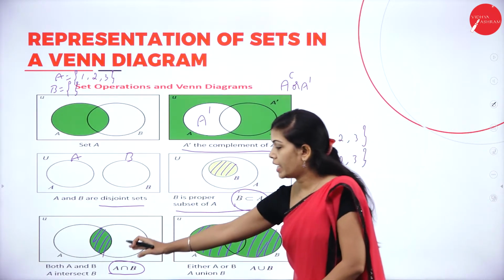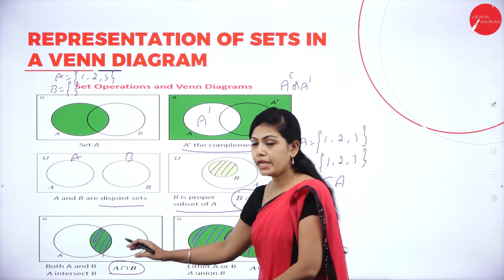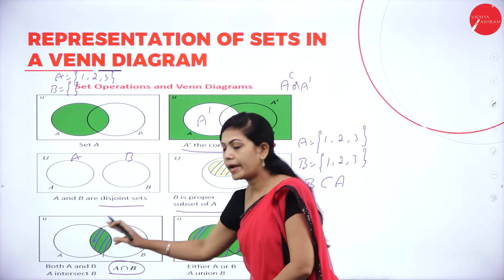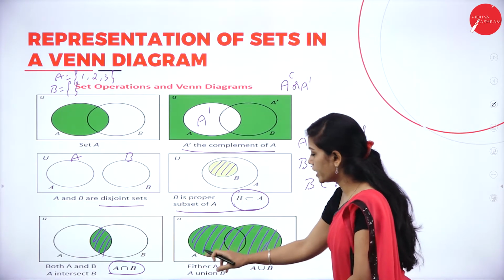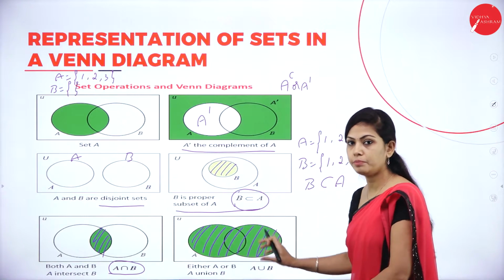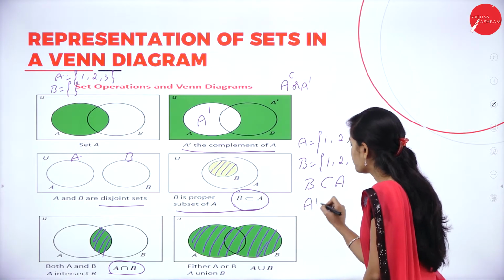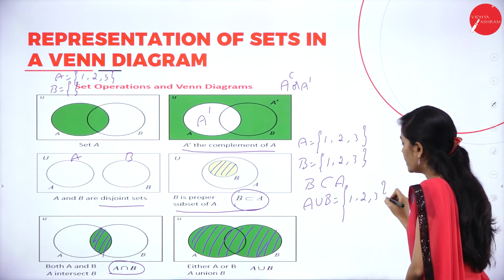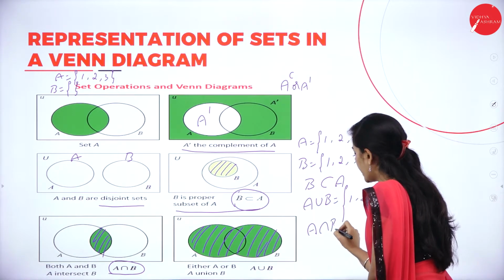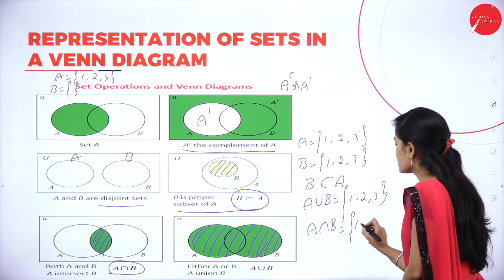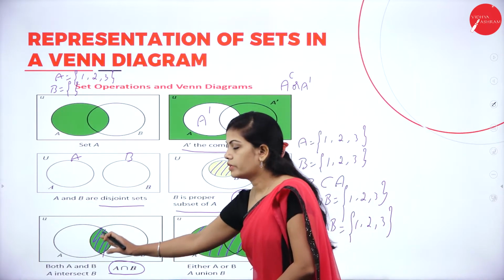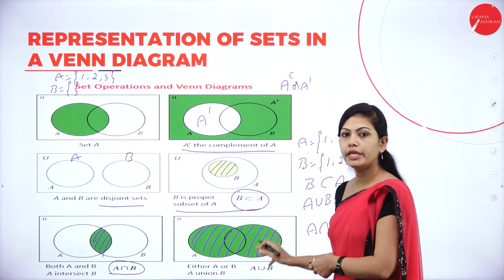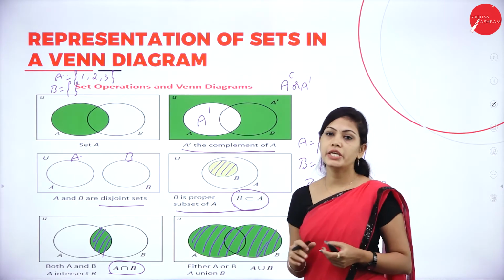So this is the difference between A intersection B and A union B. In A intersection B, I have shaded only the common region in both A and B. But in A union B, I have shaded the entire region of A and B. Because in A union B, you combine the elements, 1, 2, 3. But in A intersection B, you write only the common elements in both the sets. Because of that, we shade only the common region in A intersection B and the entire region in A union B. So these are the main concepts in Venn diagrams.